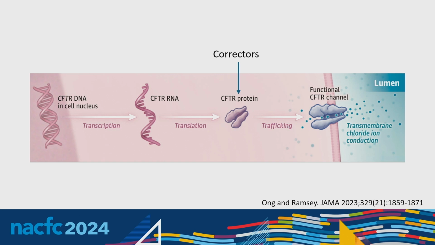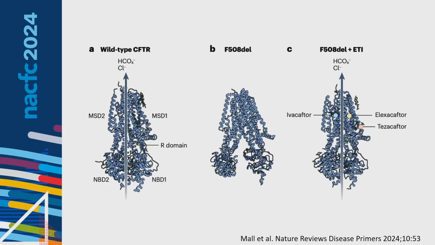So the correctors are happening in the cytoplasm after the protein is made, and you have an unstable protein that wouldn't traffic to the cell membrane, so the corrector stabilizes it, and then the potentiator acts when the protein is sitting at the cell membrane to get that channel to open so that chloride can go through.